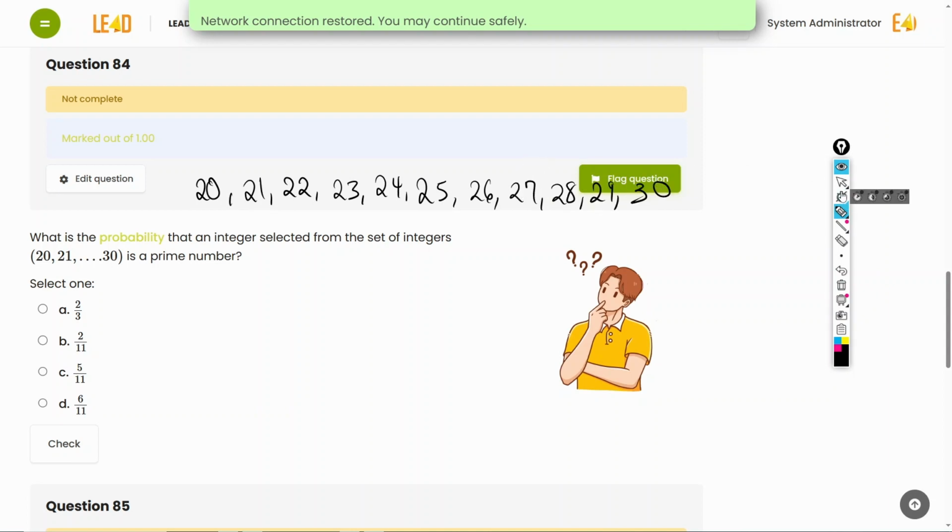Okay, so what's the probability that it is a prime number, right? Good. So let's select the prime numbers. 23 is prime. 29 is prime. The rest are not prime. So that's 2, right? And if you count how many numbers there are, there are 11 of them. So that's 2 out of 11.